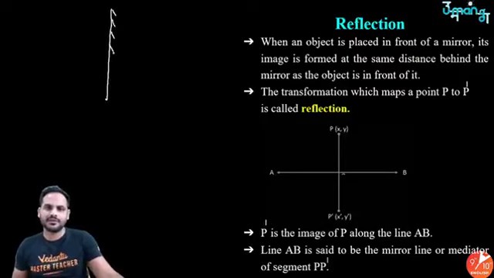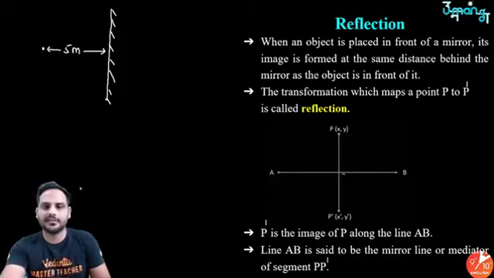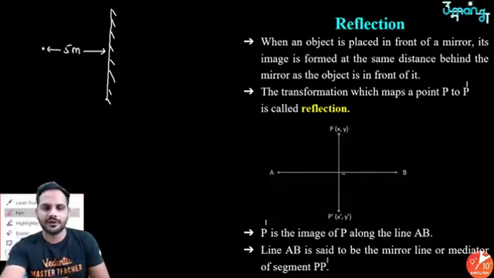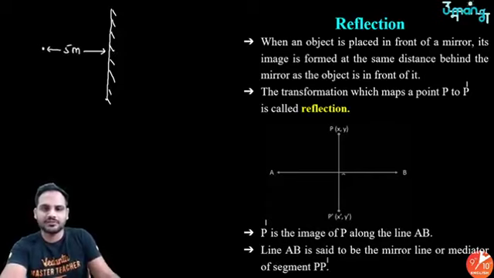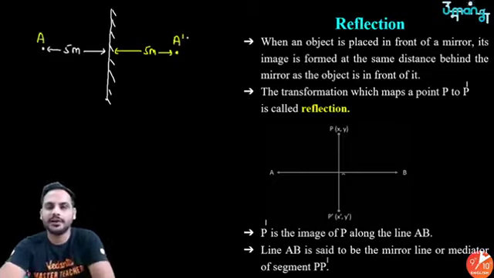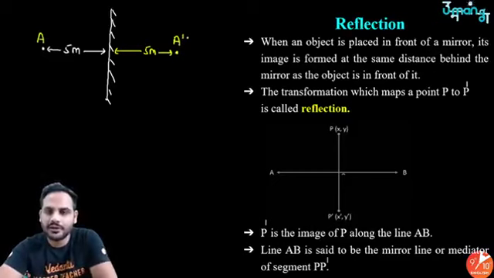When we talk about reflection in a plane mirror, let's say a point is here and it is at a distance of 5 meters from the mirror. So its image also will be on the same line at a distance of 5 meters. So this will be the image. So if my point is A, its image will be A dash. Got it? So this is called reflection.